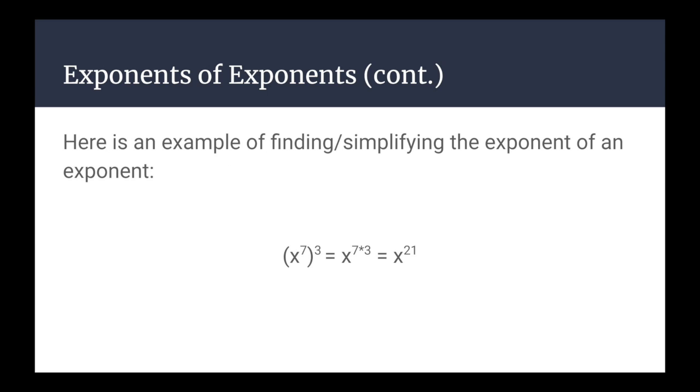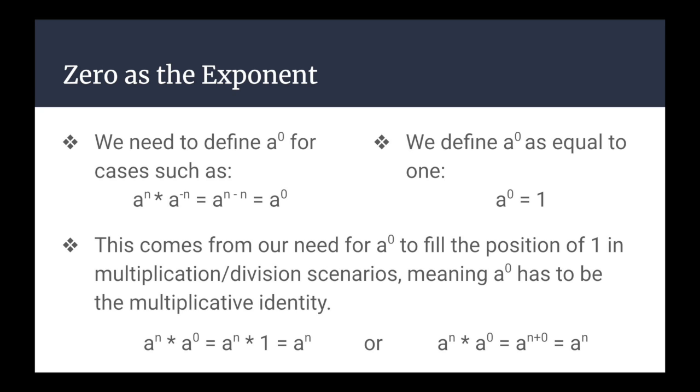Here's an example of simplifying the exponent of an exponent. We have x to the 7th power to the 3rd power is equal to x to the power of 7 times 3, which is equal to x to the power of 21.